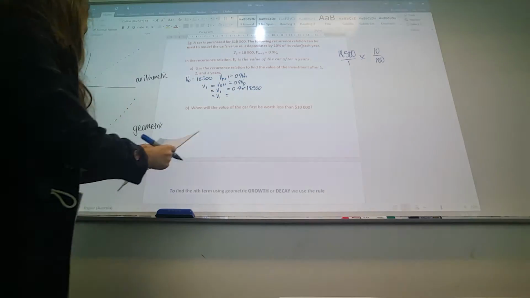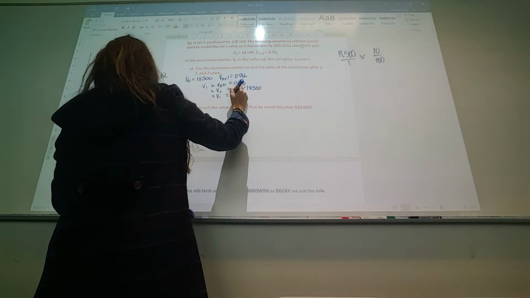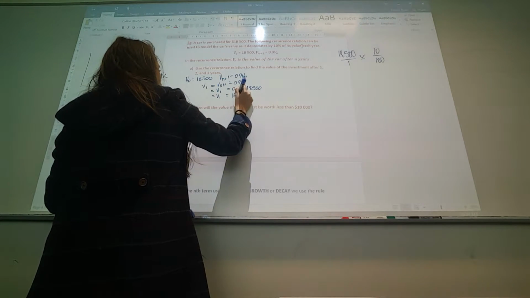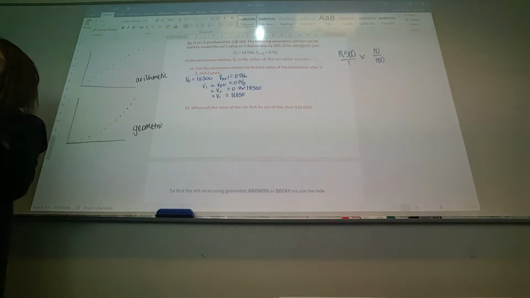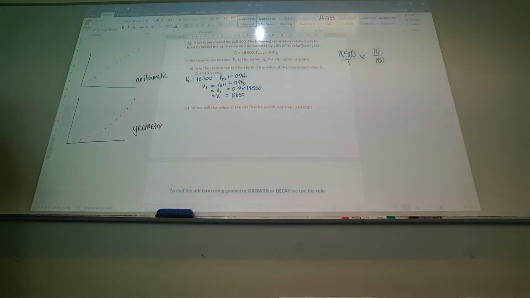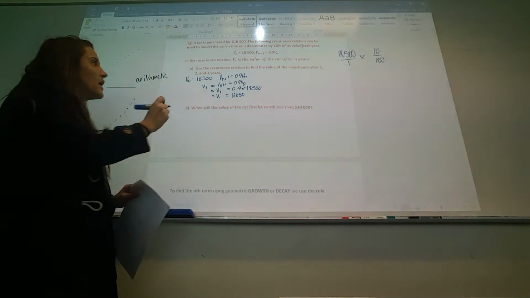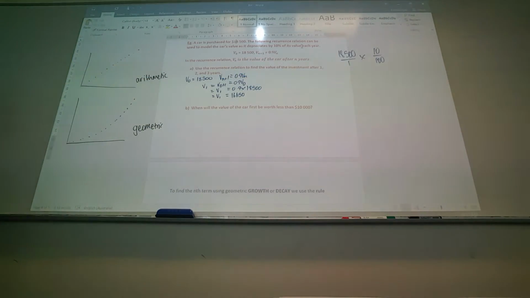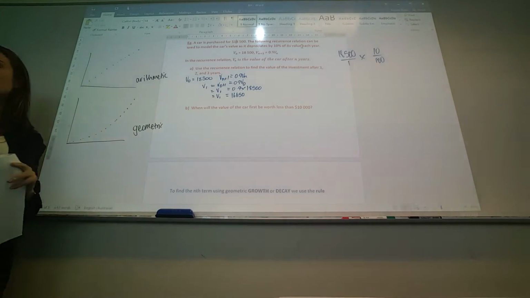Okay, so we now have 0.9 times 18,500. But why? If it was arithmetic, we would be taking away whatever value 10% is of 18,500. Does that make sense? Because we're taking away 10%, we're trying to find out what is 90%. That's why it's 0.9. We're trying to find what is 90% of 18,500.